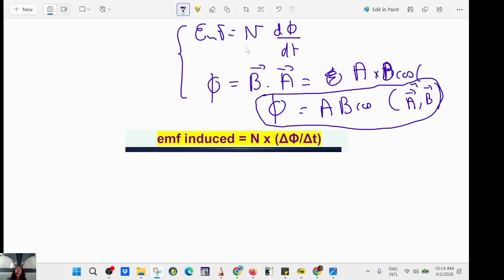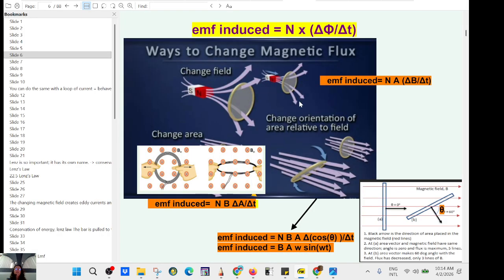Okay, so that will be Faraday's law of induction. Okay, we're going to take an example. So in that case, you see only the magnetic field is changing. So that equation will become number of loops times the area poking through times the rate at which the magnetic field is changing. If you are changing the area, then only the area is changing, or you can change the angle. Is that clear?